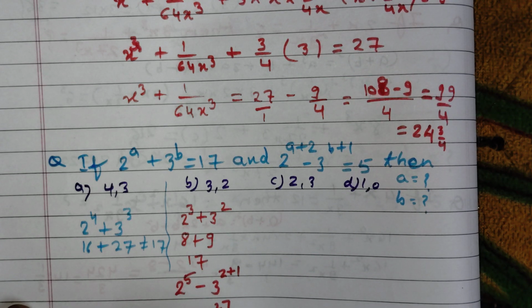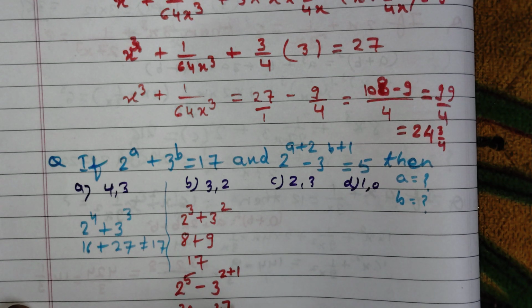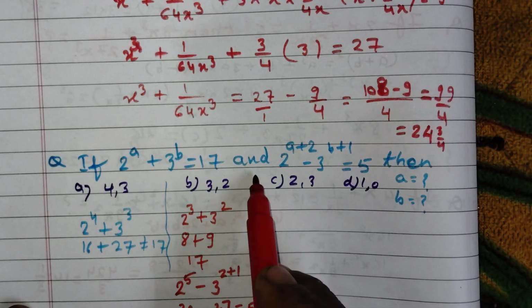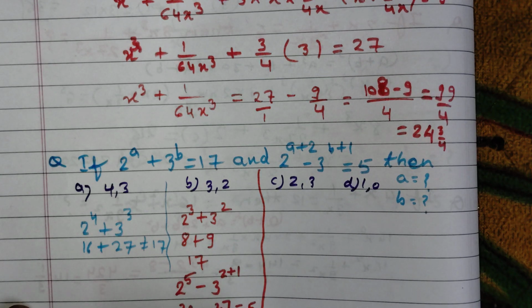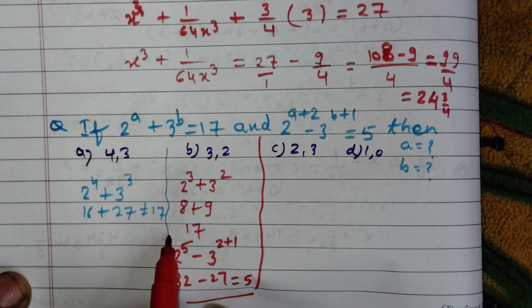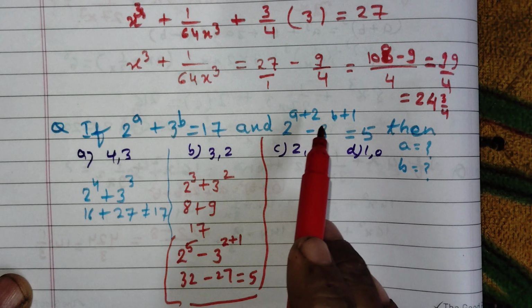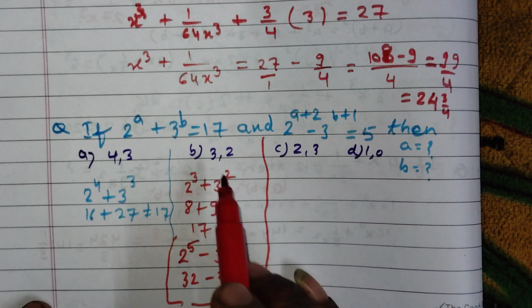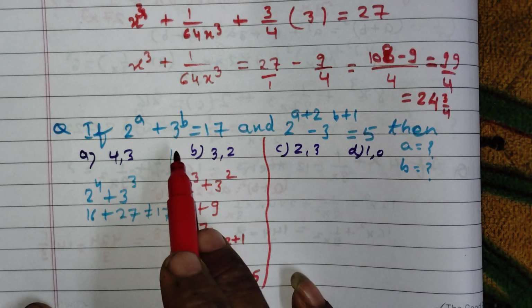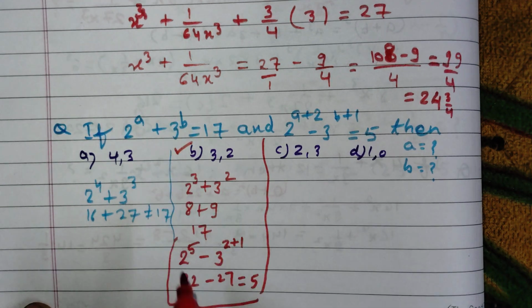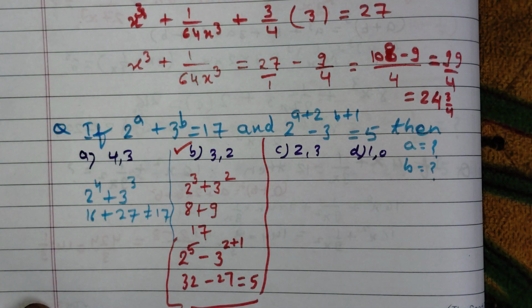2 raised power 5 is 32. 32 minus 27 is 5. That is given here, 5. So this satisfies our option. This satisfies our options. So a equal to 3 and b equal to 2 is the answer. Therefore B option is the correct answer. So from the options we check which one is correct.